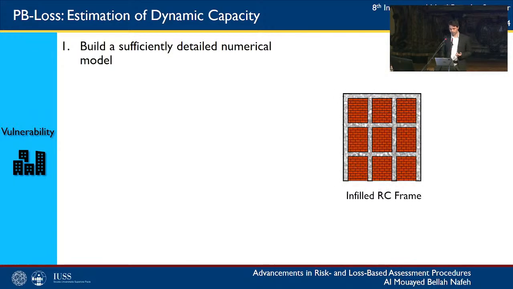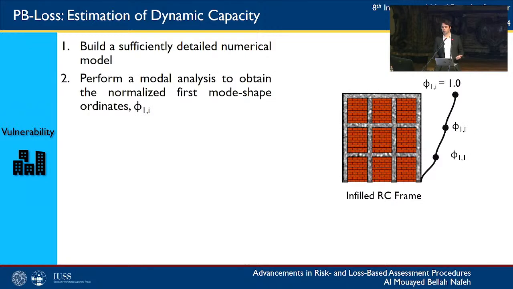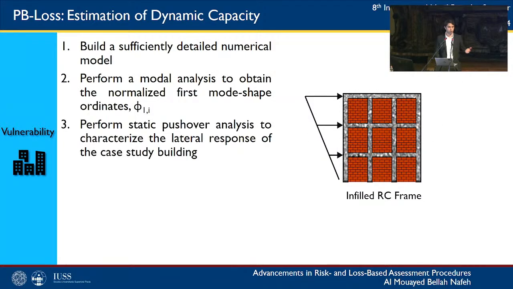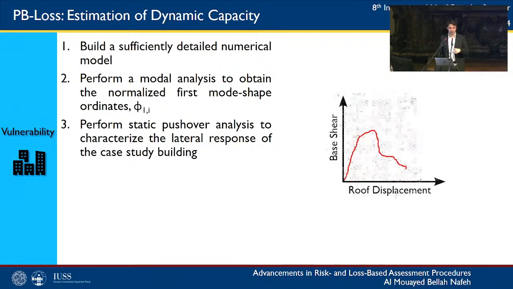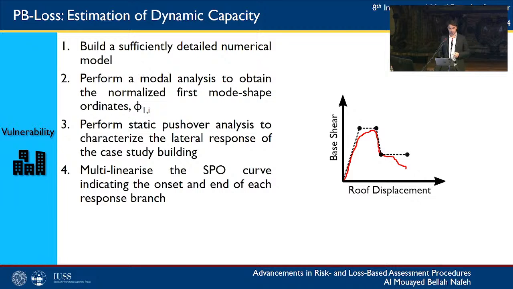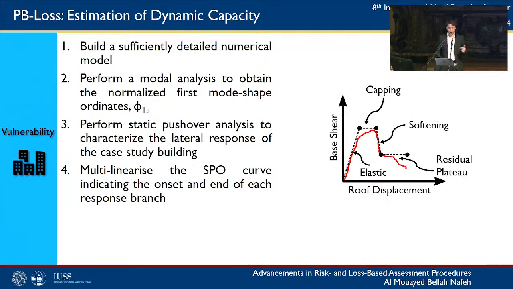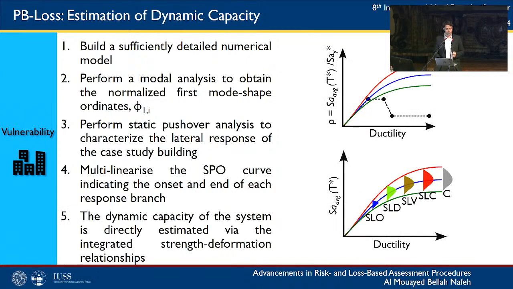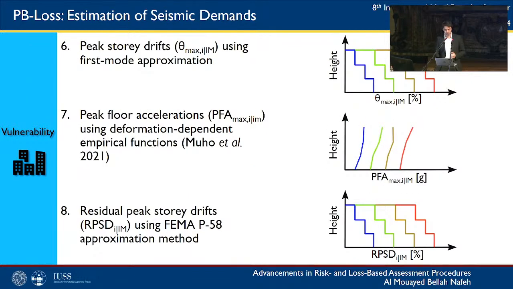And how does the application look like? Well, you essentially need to build a sufficiently detailed numerical model to account for all possible failure mechanisms, perform a modal analysis, followed by a static pushover analysis to characterize the lateral response of the case study building as a function of the base shear and the global roof displacement. Then the user should multilinearize the SPO curve, indicating the onset and end of each response branch. And the tool will do the heavy lifting, meaning that the dynamic capacity of the system will get directly estimated using the integrated strength deformation relationships.